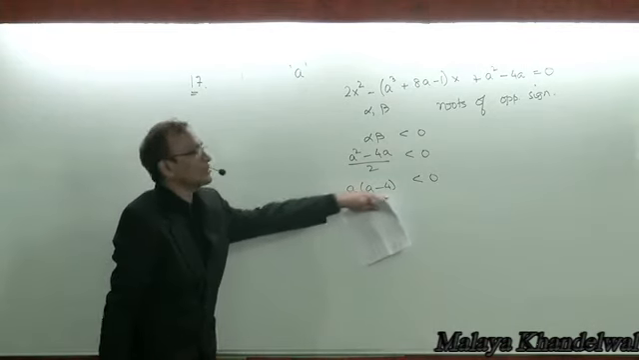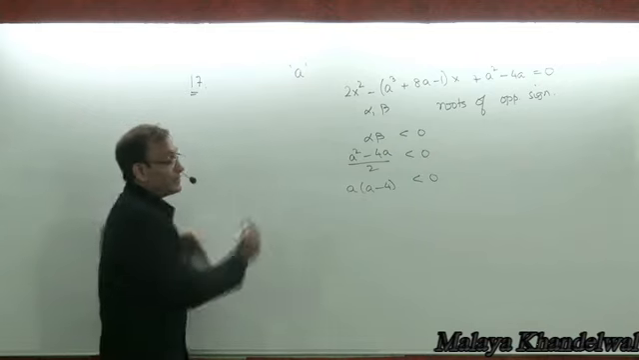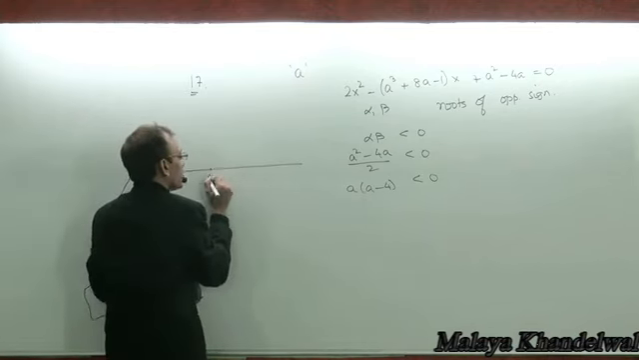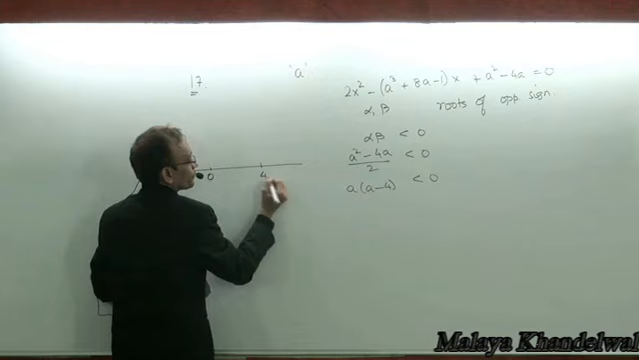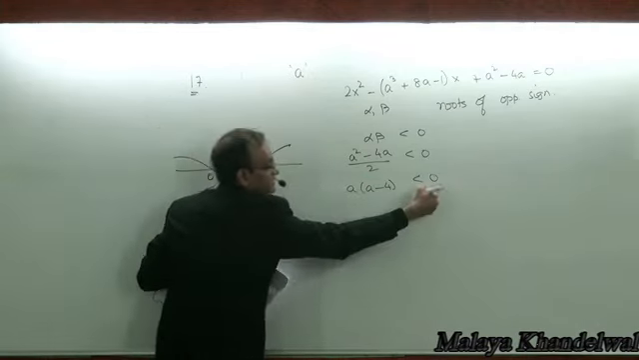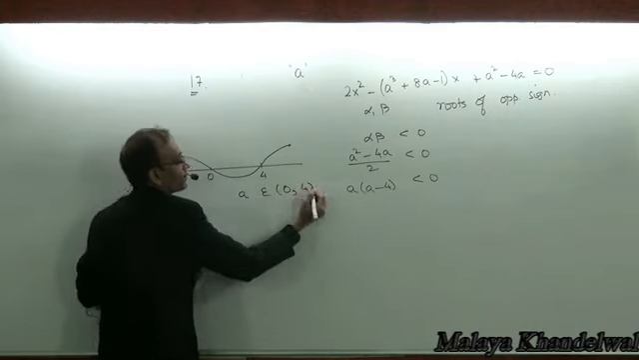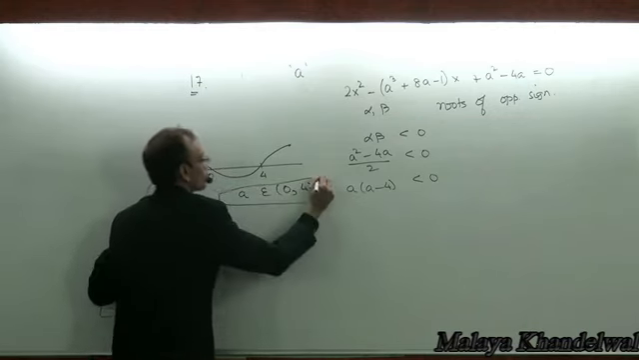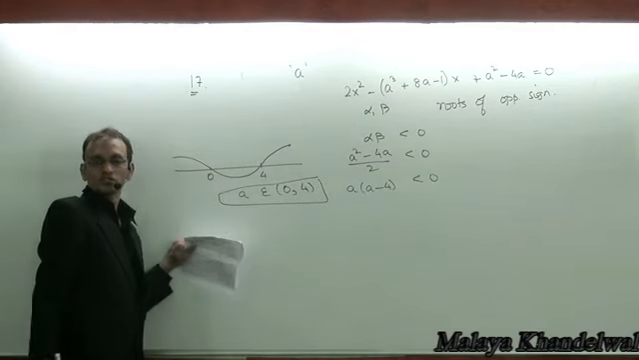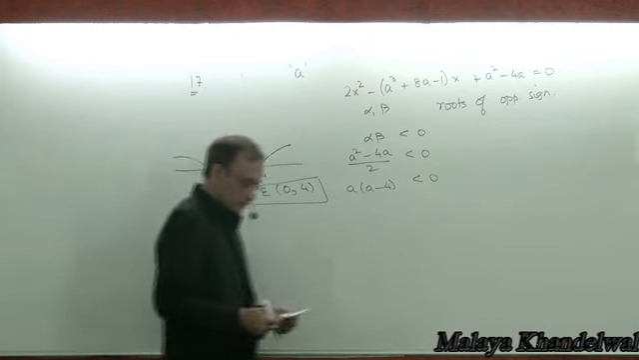I need to find the values of a for which this will be less than 0. What would I deploy? Wavy curve method. Nodes are a equal to 0, a equal to 4. The sign of this expression would be this. It will be less than 0 for a belonging to 0 to 4. This expression will be negative, right? So option B.